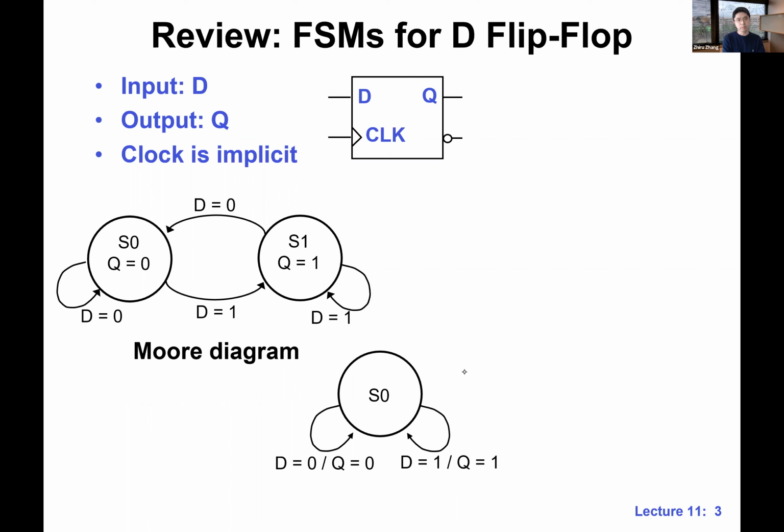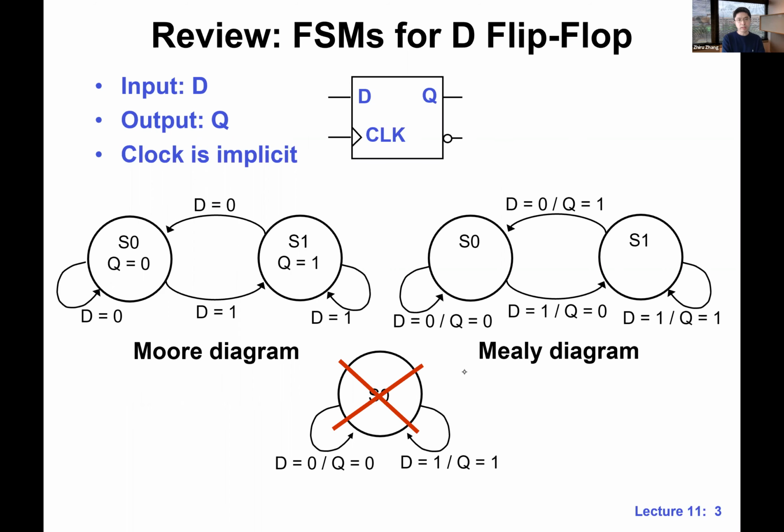Some of you seem to think that we can get away with just a single state, which turns out to be incorrect. If you implement direct logic, we're going to see the output Q directly connected to D, which is not sequential. This is wrong.